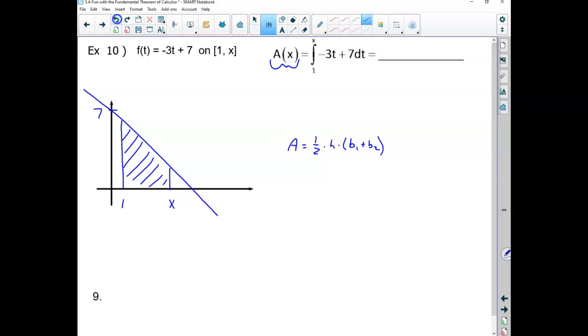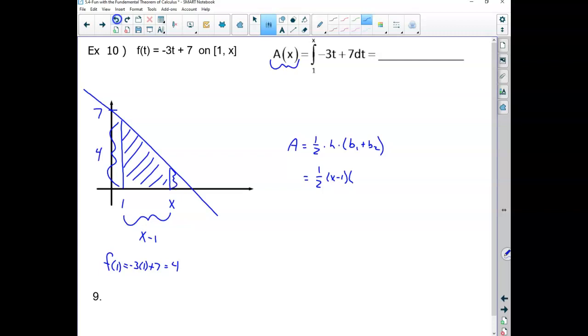And I can see my height. Remember, that's always the perpendicular distance between the parallel legs, or my x-axis distance. That's going to give me x minus 1. So this is going to be 1/2 times x minus 1 times base 1 plus base 2. Well, I need to know what f of 1 is to get this height, and f of 1 is going to be negative 3 times 1 plus 7. So that's going to give me 4.